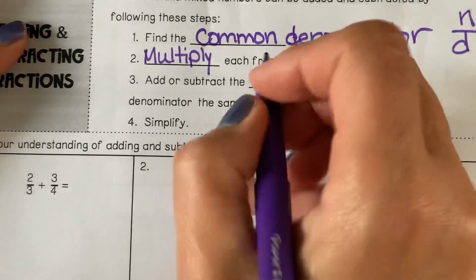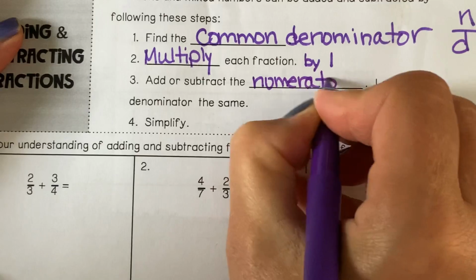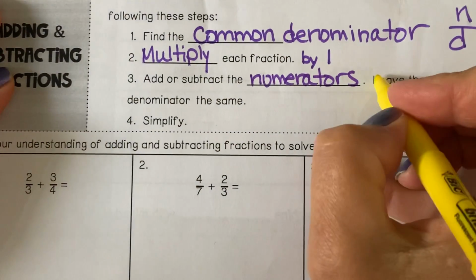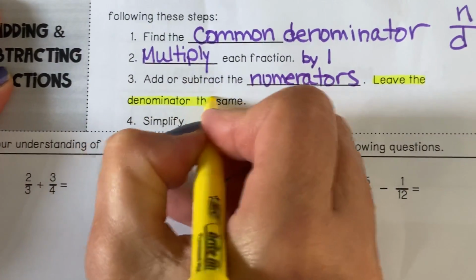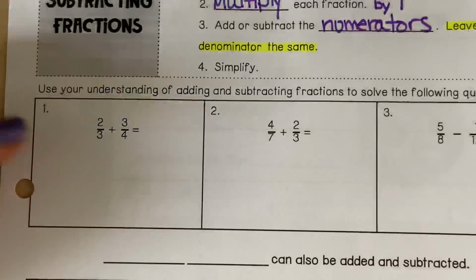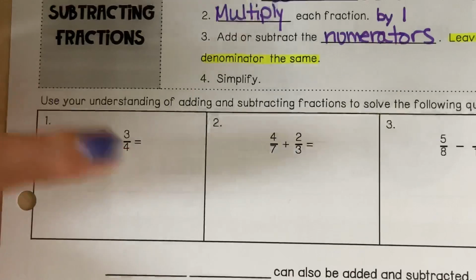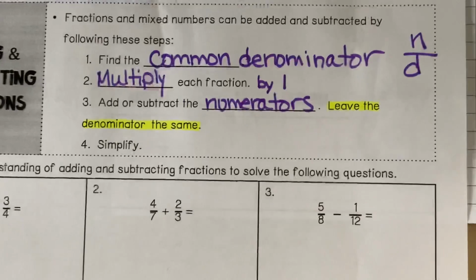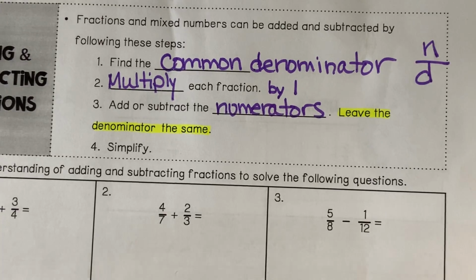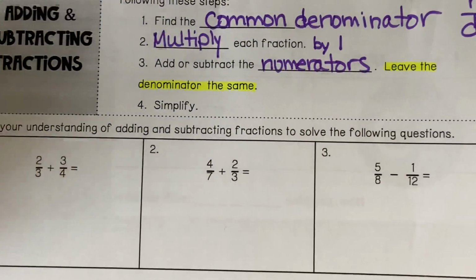All right, third step, add or subtract the numerators. Huge thing, leave the denominators the same. That means you do not add the denominators. If it's like this first problem here, that's 2/3 plus 3/4, you do not add the 3 and the 4. You can never add the denominator, okay? You have to have a common denominator, and then you add the numerators. And then you simplify your answer, kind of like we did the other day where you have equivalent fractions. I just want it in simplest terms.